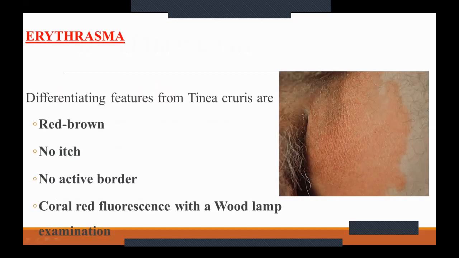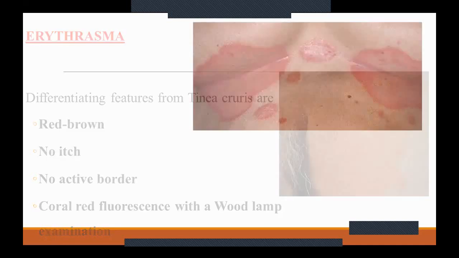So this is the case of erythrasma caused by Corynebacterium minutissimum, and this might appear as a reddish to brownish patch, but they are asymptomatic, in areas which are more affected by sweating. And on Wood's lamp examination, they give a reddish fluorescence, and that is due to porphyrin secreted by these bacteria. And we see no active border. There is no central clearing here. So this is a differential diagnosis for Tinea cruris.